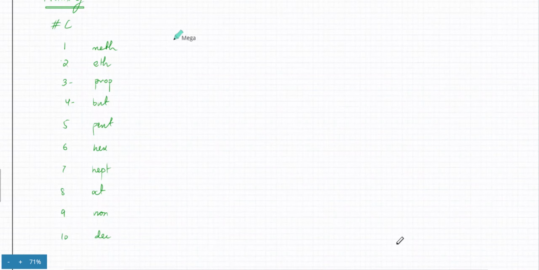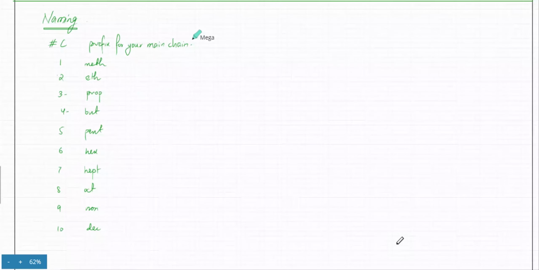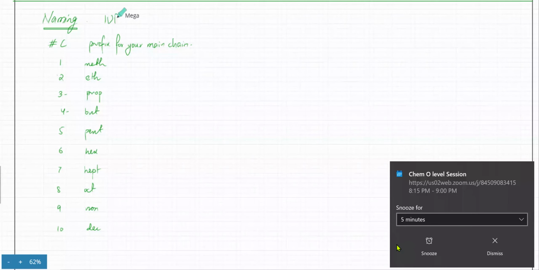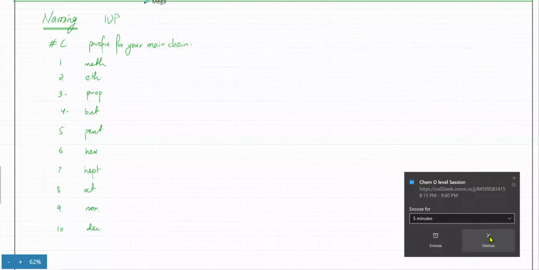Now this is going to be your prefix for your main chain. We'll see later what the main chain is. Prefix means it's going to be the starting name. Forget what the main chain is; we're going to stick to simple molecules first. And when you talk about naming, there's a thing called the IUPAC nomenclature.